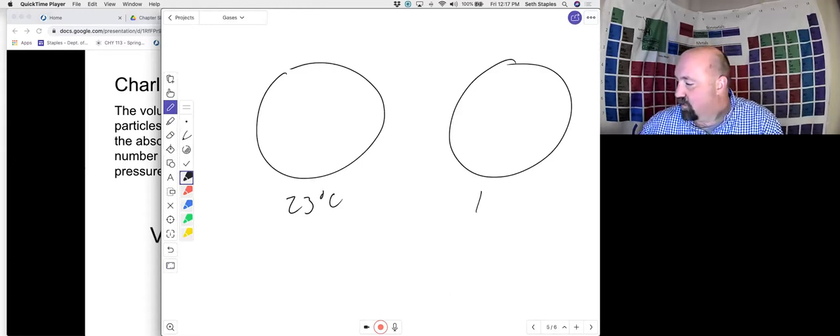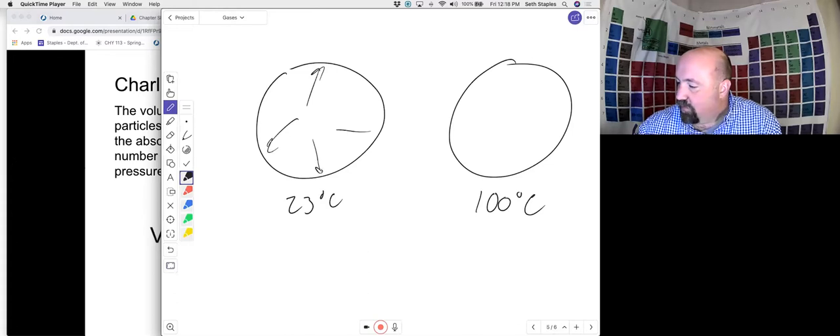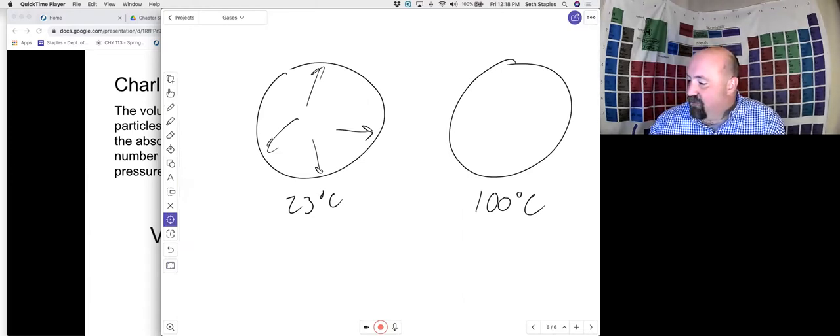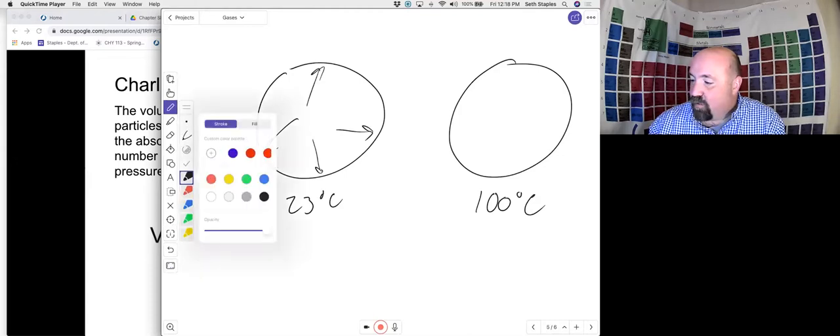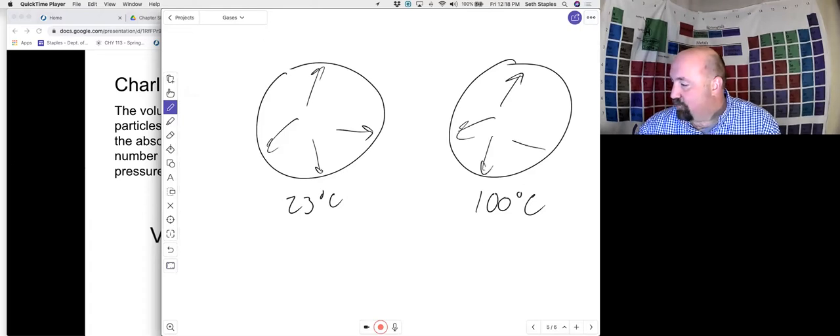This balloon here is at 100 degrees C. Same volume, same amount of air in there. But let's think about these collisions with the sides of the container. Again, temperature is a measure of the kinetic energy of particles. So at higher temperatures, the particles are literally moving faster in this balloon than they are in this one. If they're moving faster, what is that going to do, do you think, to the number of collisions on the inside of the container? That's right, increase. We're going to have more collisions with the side of the container in the hotter balloon.